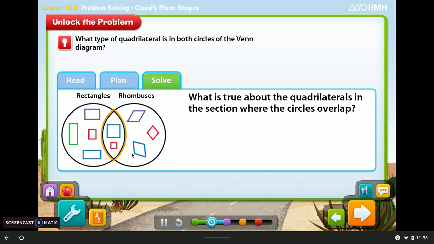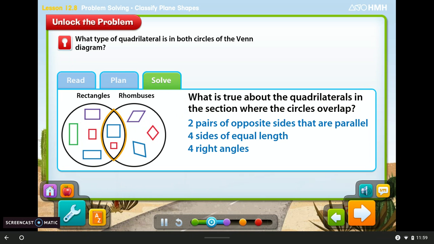So what's true about this section right here? Okay. Well, we talked about that rhombuses have all four equal side lengths, and rectangles have right angles in each of the corners. So to be in the middle, you need to have two pairs of opposite sides that are parallel, because that means that you're a rectangle, rhombus, or a square. It means that all four sides are equal length. And that means that if it's in the middle, it has four right angles.